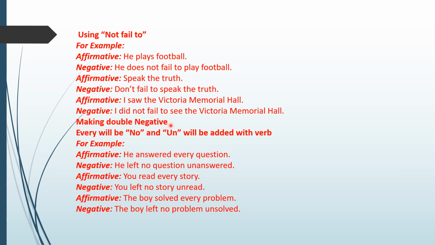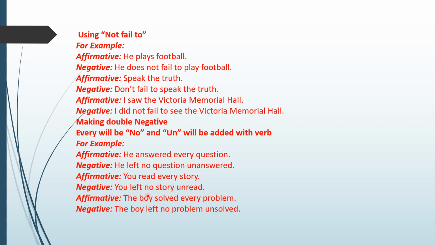Making double negative. Every will be no and un will be added with the verb. Look at the following example. The affirmative, he answered every question. So you will write the negative as he left no question unanswered. So you see where every question is there, you have used no question and you have used unanswered. Next example, you read every story. So again, you left no story unread.